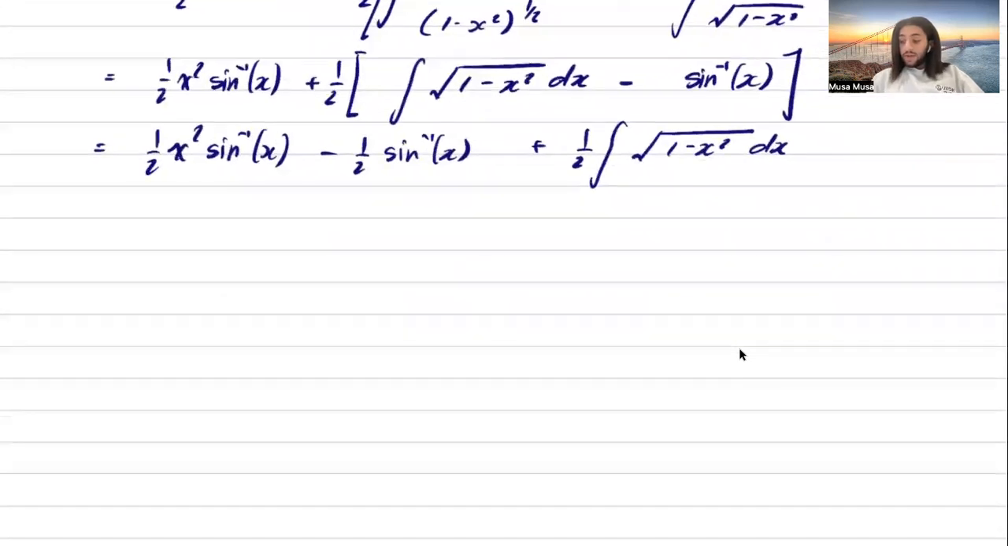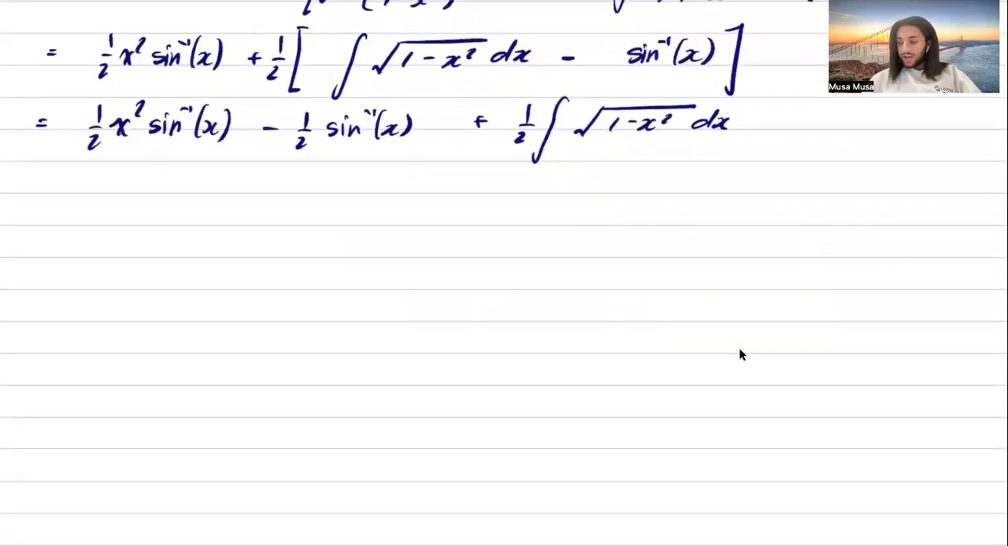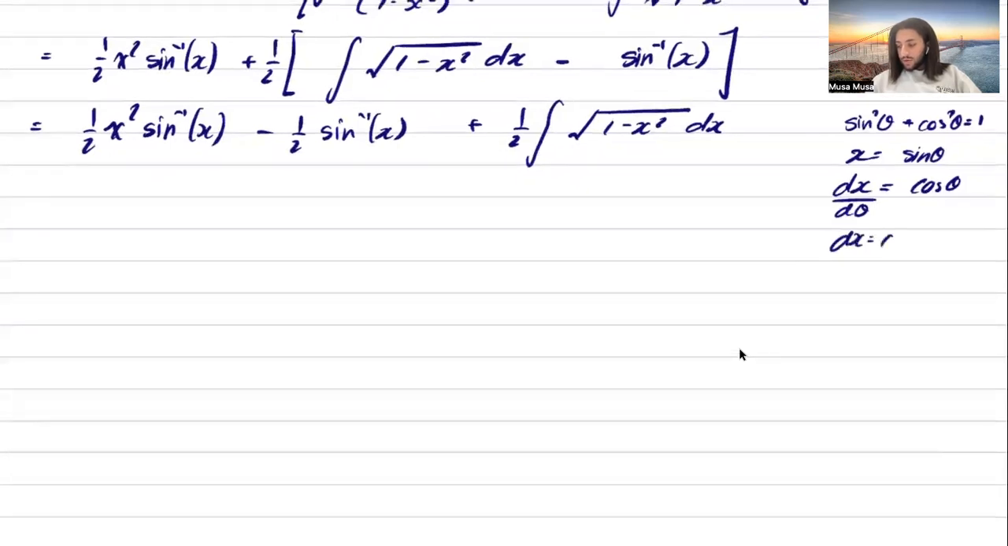Perfect. For this, I'm going to use some form of substitution. I think we've already done some examples of this, and because I know one Pythagorean identity for trig, i.e. sine squared theta plus cos squared theta equals 1, if I let x equal sine theta, I can see that dx on d theta should just equal cosine theta. And that means dx equals cos theta d theta.